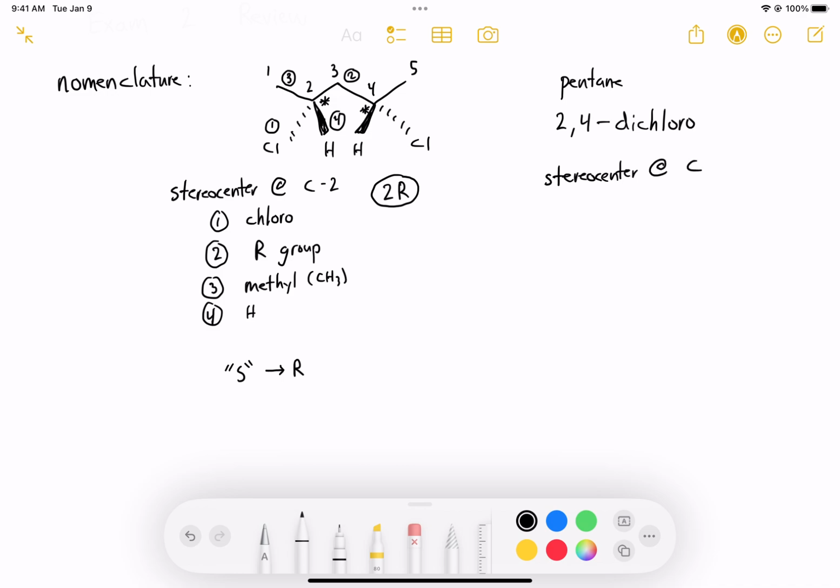At C4. All right, so let's erase some of these numbers here so we're kind of consistent. So the 1 position is going to be chloro again, because there are 2 chlorine atoms. Two is the R group again. 3 is methyl.